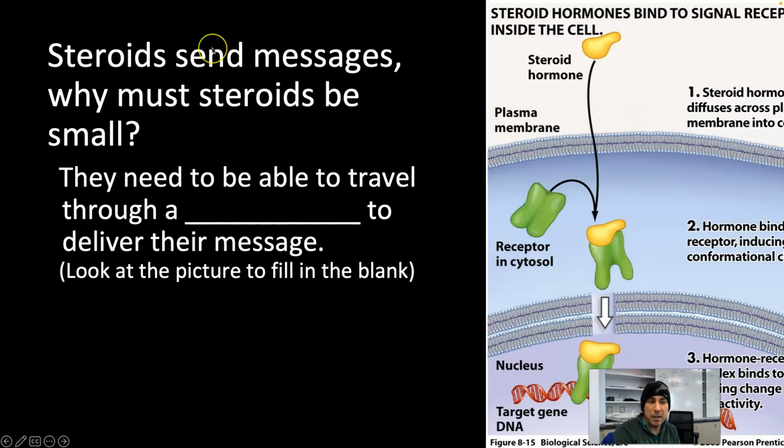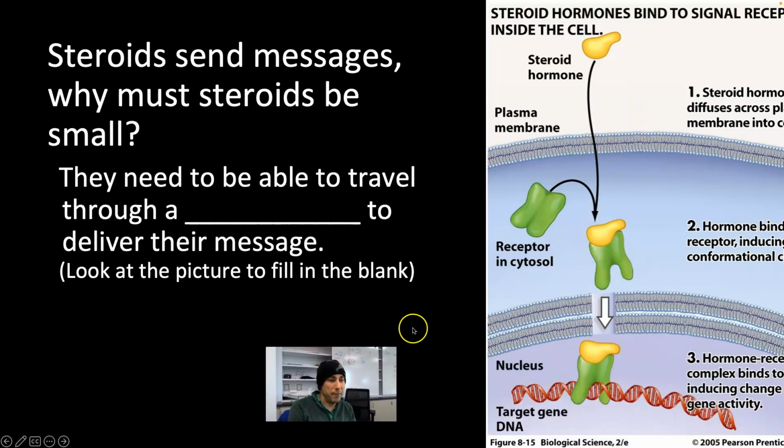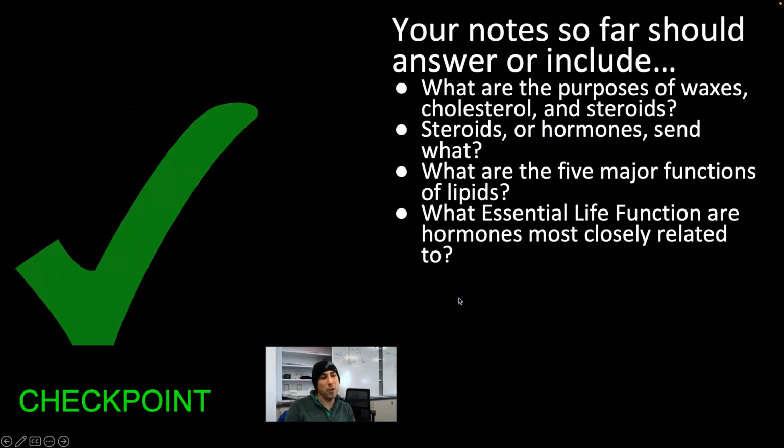Right? So here I've got another little bit here. It says steroids send messages. Why must steroids be small? Well, the reason they need to be small is they need to get through the cell membrane to deliver their message. Okay? And sometimes they don't fit all the way through. They fit right into what's called a receptor, and then that receptor sends the message through the membrane. So they need to fit into the receptor or be so small that they get through the membrane completely. All right. So I'll move my face there so you can read. So that's basically what we're talking about for our notes.